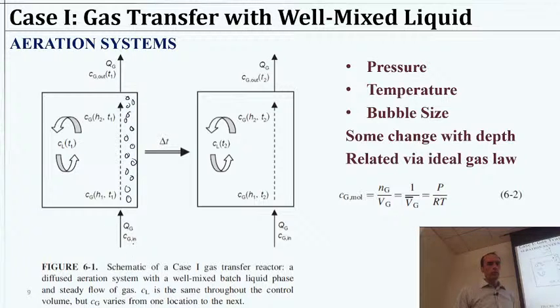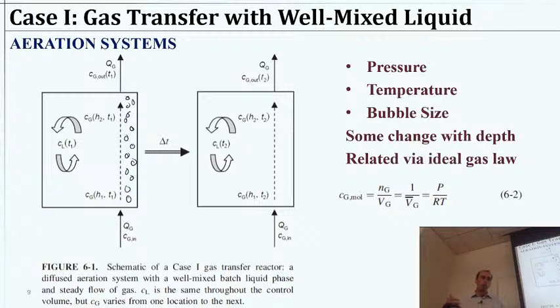Then we have a concentration in the gas phase going in and a concentration in the gas phase going out, and that's the part that we would expect to change. Especially if we're, let's say, bubbling oxygen from the air through our system, we're probably going to have a slight bit less oxygen here, assuming we've got some gas transfer going in.